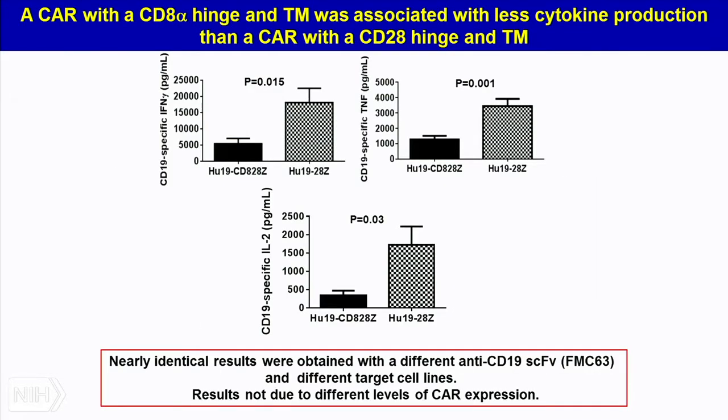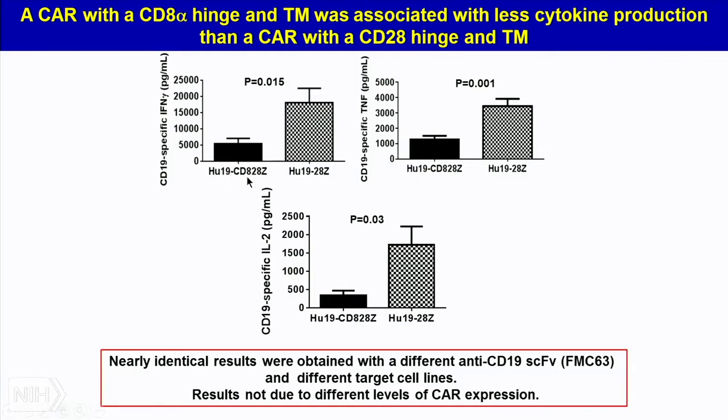So some of the work that we did is here. We think the cytokines are very important because the cytokines are what is thought to cause almost all the toxicity of CAR T cells. So we were looking for a CAR that made lower levels of cytokines, and it turns out that the Hu19-CD828Z with the CD8 hinge and transmembrane domain leads to less cytokine production by the T cells than the Hu1928Z CAR, which has the CD28 hinge and transmembrane domain. So you can see here for interferon gamma, TNF, and IL-2, it's the same pattern.